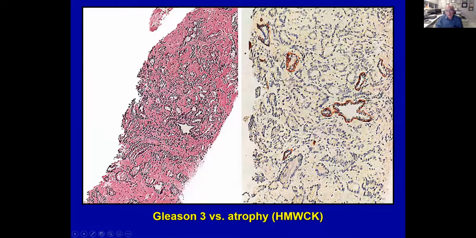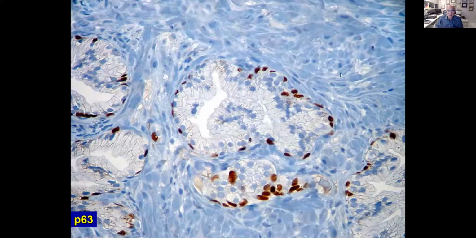And then our main mimicker of cancer is atrophy. This is not a very good picture, but this was a case where we have both Gleason 3 and atrophy together in the same milieu, and this is very important. The other marker important for this discrimination is P63, which is a nuclear antigen. In the previous case, we were talking about high molecular weight cytokeratin.